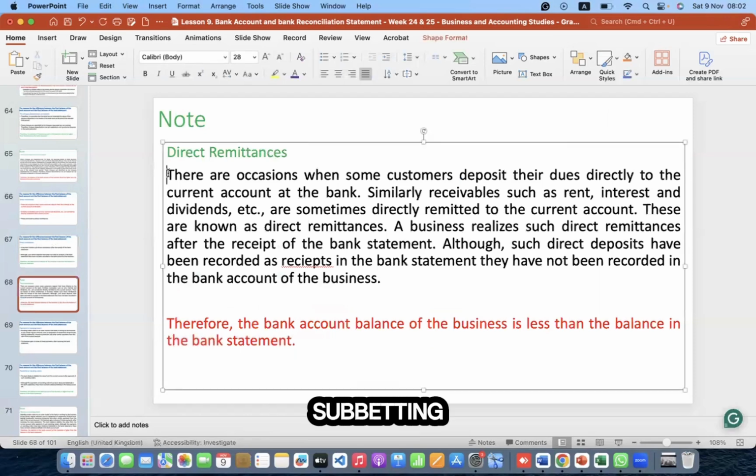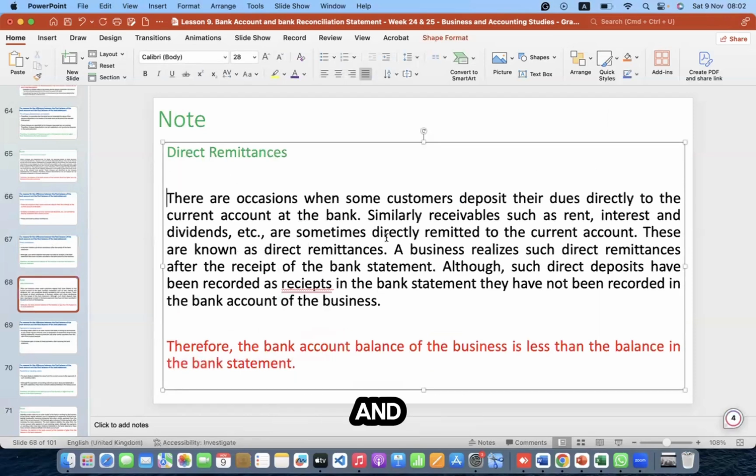You can put the subheading as direct remittances, and I will read out the note. Direct remittances. There are occasions when some customers deposit their dues directly to the current account at the bank. Similarly, receivables such as rent, interest, and dividend, etc., are sometimes directly remitted to the current account. These are known as direct remittances. A business realizes such direct remittances after the receipt of the bank statement. It is only after the bank statement comes that you can find it.